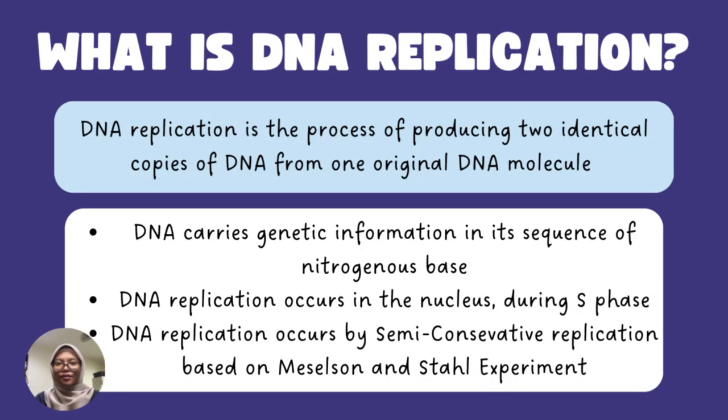What is DNA replication? DNA replication is the process of producing two identical copies of DNA from one original DNA molecule. DNA carries genetic information in its sequence of nitrogenous bases. DNA replication occurs in the nucleus during S phase. DNA replication occurs by semi-conservative replication based on the Meselson and Stahl experiment.